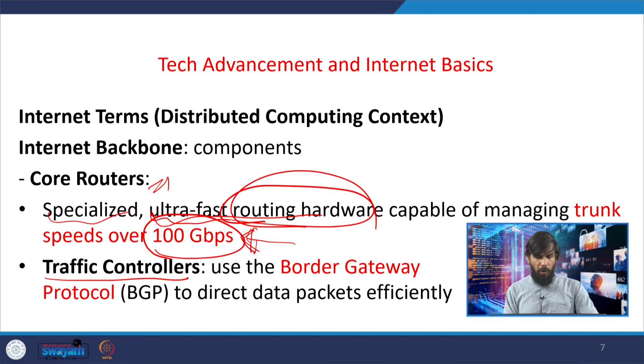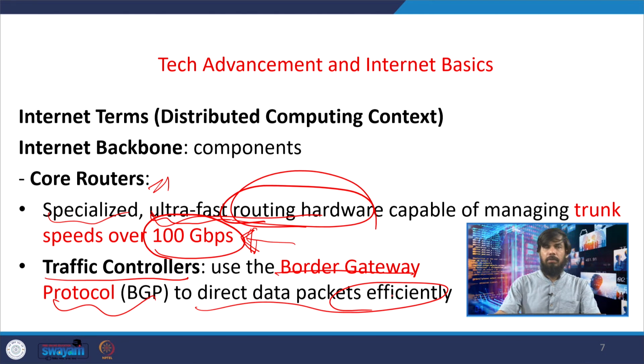They use the border gateway protocol, BGP, to direct data packets efficiently, and how well these core routers are functioning will actually determine how fast the data packets reach their destination. So, the efficient network path needs to be determined so that the traffic can be controlled, congestion can be controlled. They follow this border gateway protocol to do this.